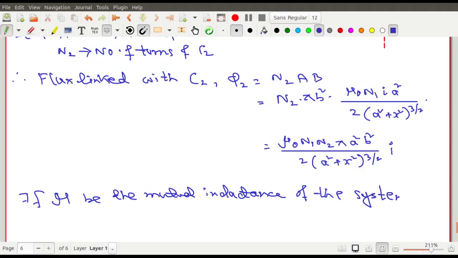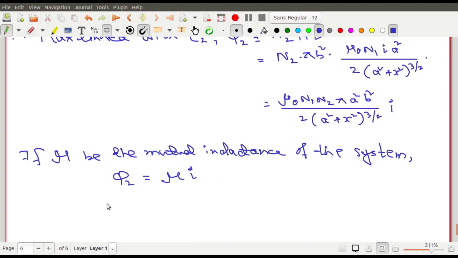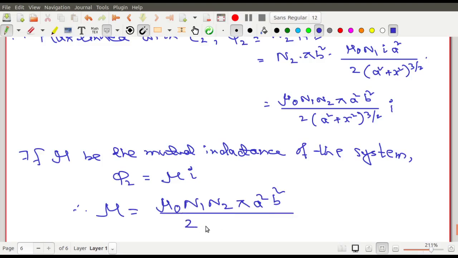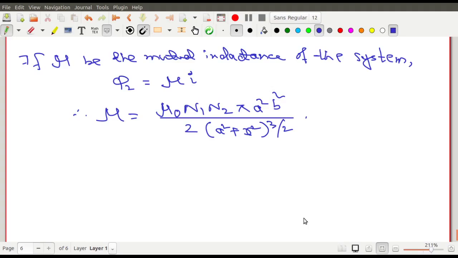then I can write that phi 2 is equal to capital M into I. So from here, what is the value of M? The value of M comes out to be mu 0 N1 N2 pi times a square b square divided by 2 times (a square plus x square) to the power of 3 by 2. So that is how I get the mutual inductance of this particular system.